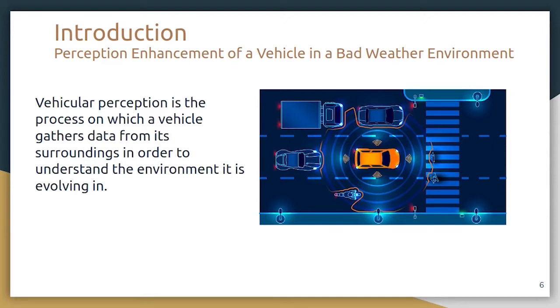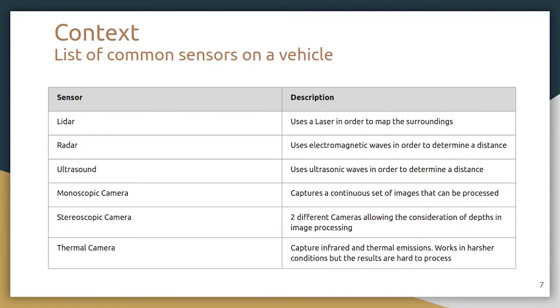In order to do so, the vehicle relies on multiple types of sensors. So here you have some of the most common sensors that can be found on an autonomous vehicle. As a matter of fact, those are the principal ones you can find on an autonomous vehicle today. So we have the LiDAR, which uses laser in order to map the surrounding and can also be used in some cases in order to calculate the distance between a vehicle and what's surrounding it.